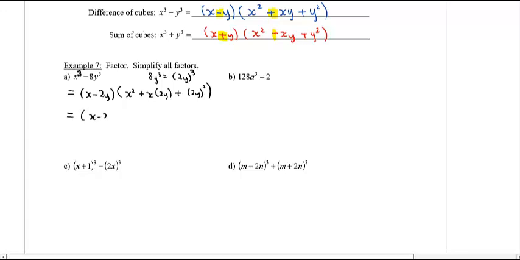So I will simplify this now. x minus 2y, no problems there. x squared plus 2xy. And then 2y all squared is just 4y squared. That's it. Okay. Try part B now.